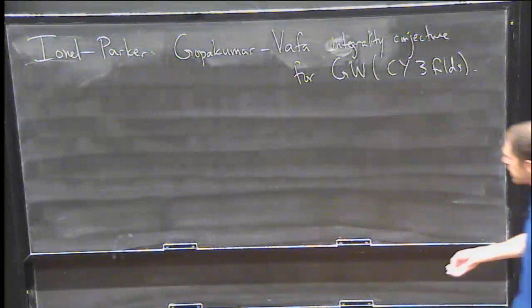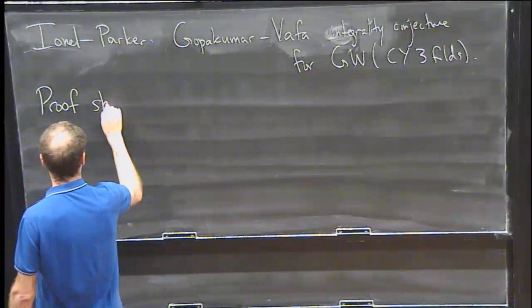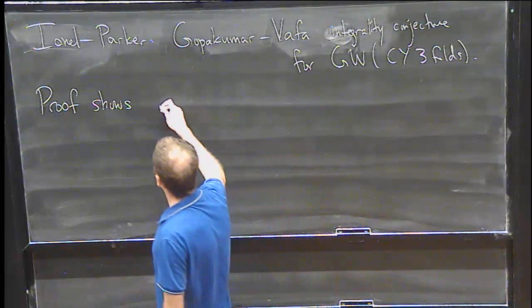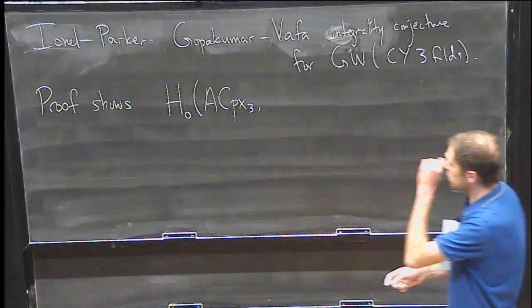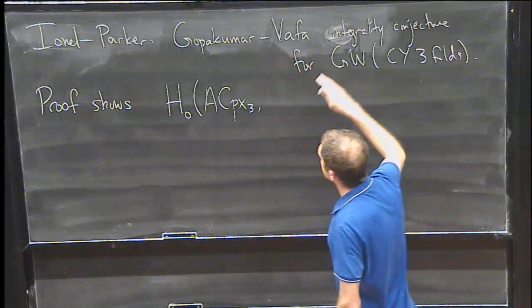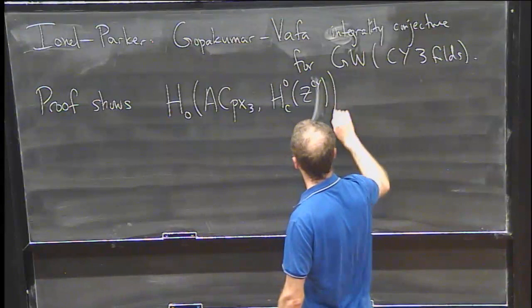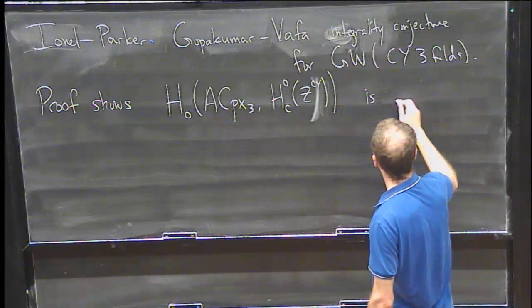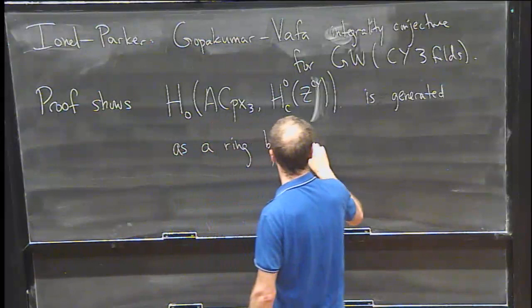And their proof, it turns out, basically consists of showing that if you take this definition in the almost complex setting, like Tony was asking about the symplectic setting, in that setting Ionel and Parker showed that this group H0C of the Calabi-Yau cycles is generated as a ring by local curves.